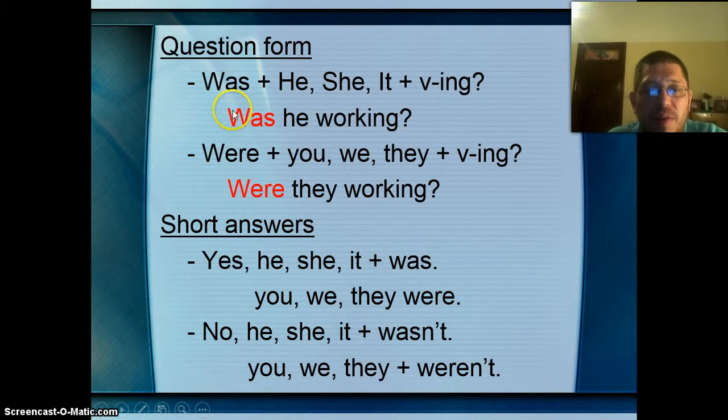What is the question form? First you need was, depending on the pronouns, and the verb also stays the same. Example: was he working? And as for were, as well, the same pronouns, and also the verb, which is now in ing form. Were they working? Short answers. Yes, he was. Yes, she was. Yes, it was. Or yes, you were. Yes, we were. Yes, they were. And as for no, as you see here, this wasn't.